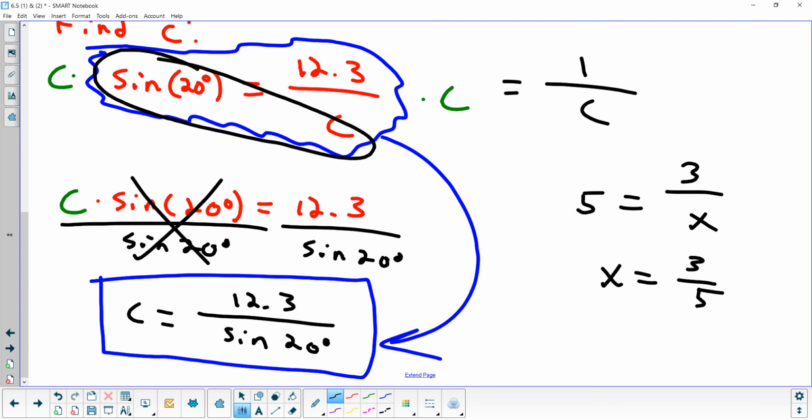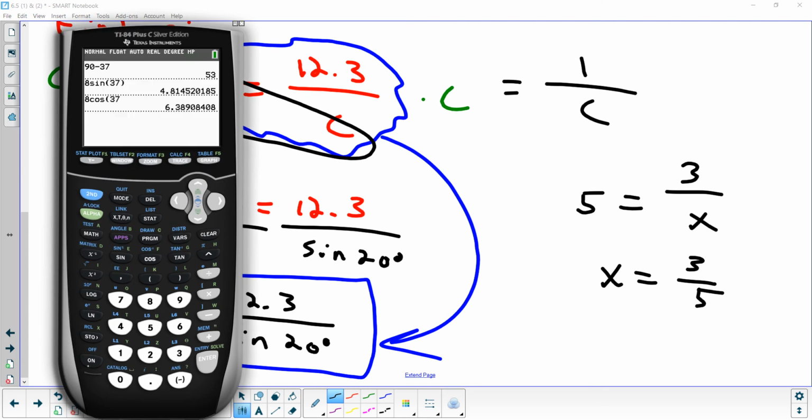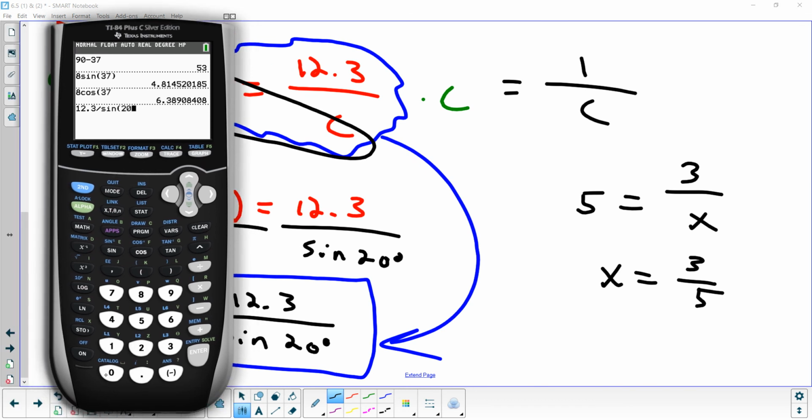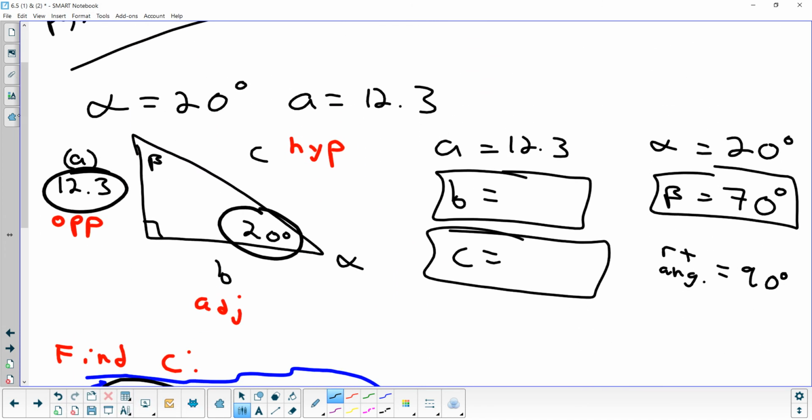All right, so now let's take that in. So we've got 12.3 divided by sine 20. That gives me 35.963. All right, that seems reasonable. Because, I mean, the smallest side in this problem is 12.3. This angle is a lot bigger than 20, so this side should be a lot bigger as well.